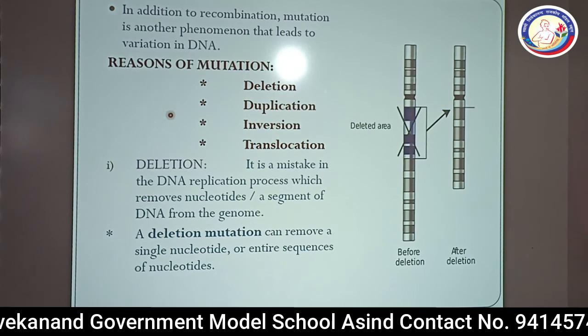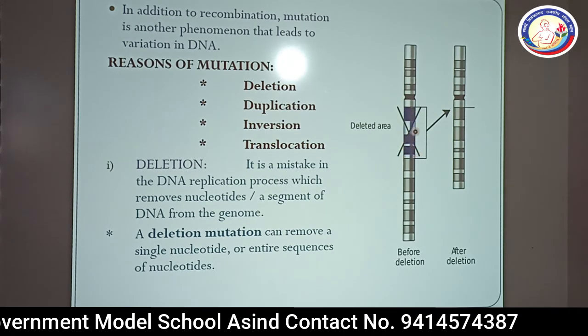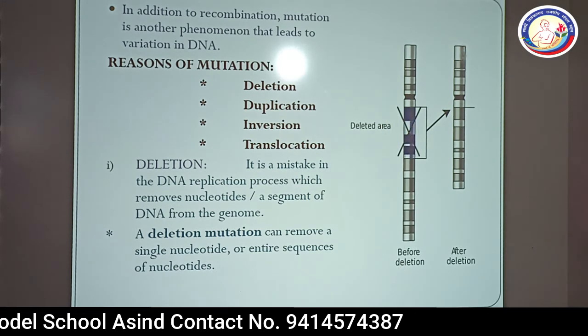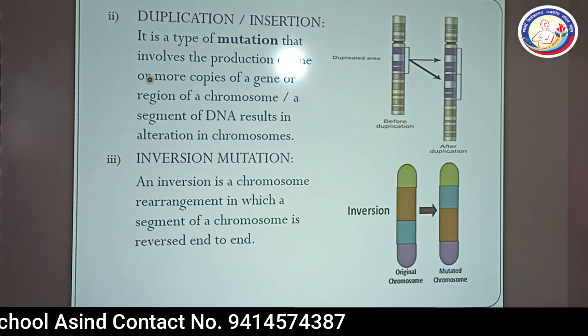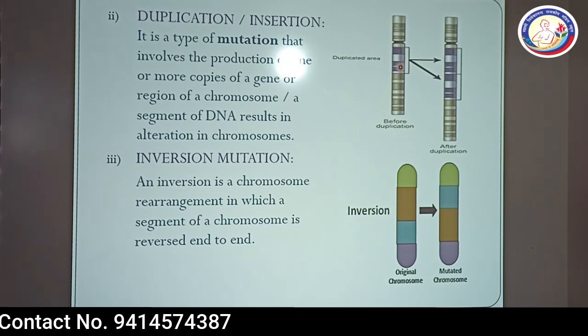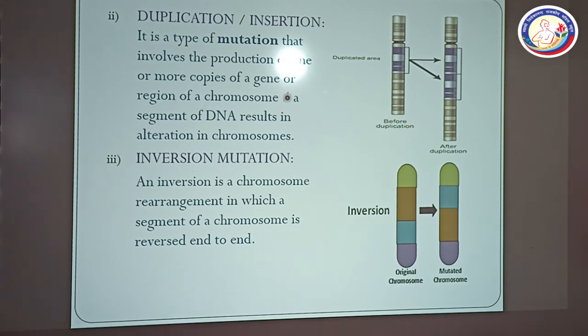You can see the sequence here. This purple colored area is removed from this chromosome. This is before deletion, and after deletion the size is shorter. Duplication or insertion. This is the single sequence. It is present in duplicate copy. You can see the 2 copies here. So this type of mutation involves the production of one or more copies of a gene or region of a chromosome, a segment of DNA, resulting in alteration in chromosomes.